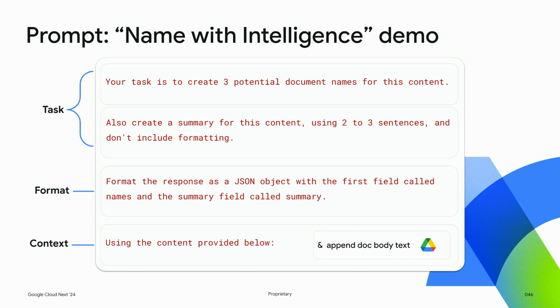I want 2 to 3 sentences. The most important part for me as a developer is I said, format that response as a JSON object. And I was very explicit here. I want the first field called names and the summary field called summary. Therefore, when I got back that payload, I could parse it every single time and not have to deal with errors I didn't want to find out from my users later.